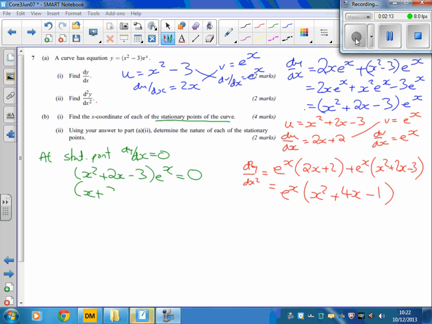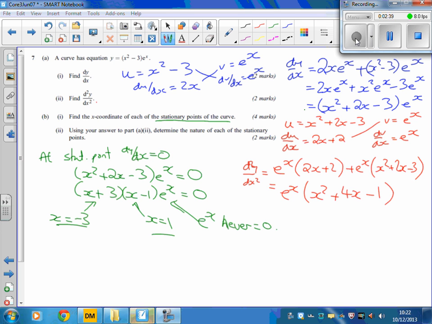Simple factorizing here. And then we've got 3 things here. What can equal 0? Well, that equals 0 when x equals minus 3. There's one answer. That equals 0 when x equals 1. There's another answer. And e to the x never equals 0. So we haven't got any answers there. Is that all we wanted? Find the x coordinates. Yes, that's all we were asked to do.